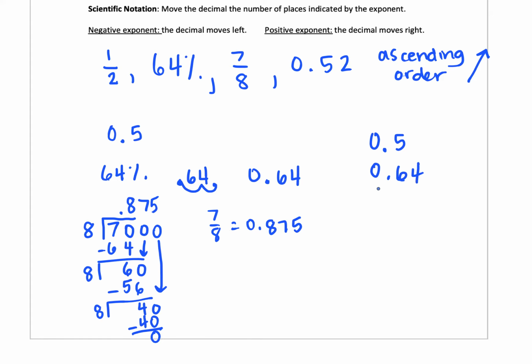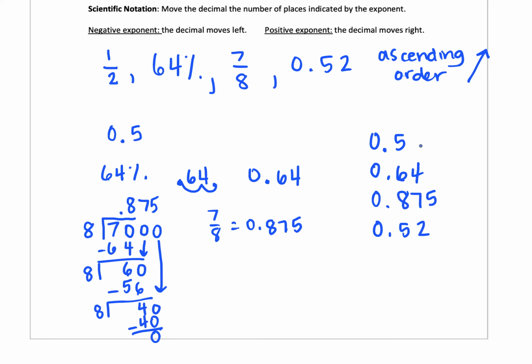So we had 0.5, 0.64, 0.875, and 0.52. To put these in order from least to greatest, we look in the ones place first. They're all 0, so they're all equal there. Then we look in our tenths place. We have 0.5 and 0.52. So those both have the same tenths place.